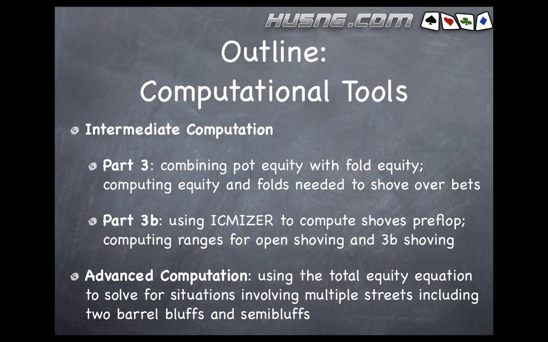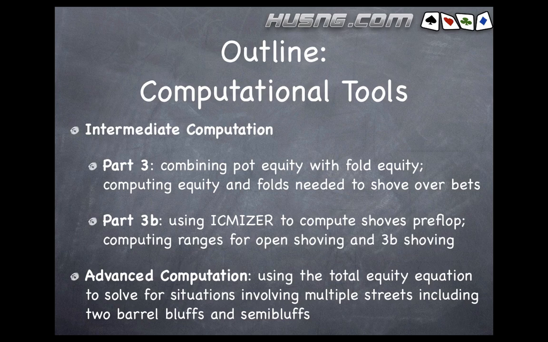Continuing on with computation, in part three, I worked on combining pot equity with fold equity. Specifically, I looked at shoving over bets. And in part three, I work out a lot of stuff about check raise shoving, and comparing the amount of pot equity we need with the amount of folds, and putting those two together to figure out profitable shoves. In part 3b, I do this same thing.